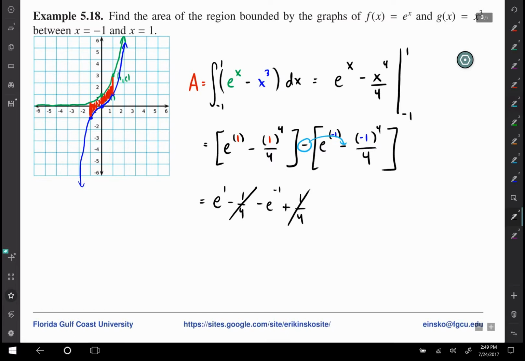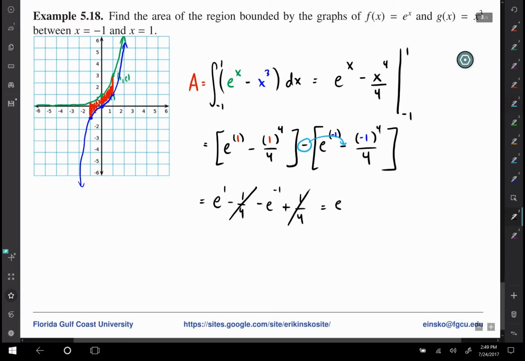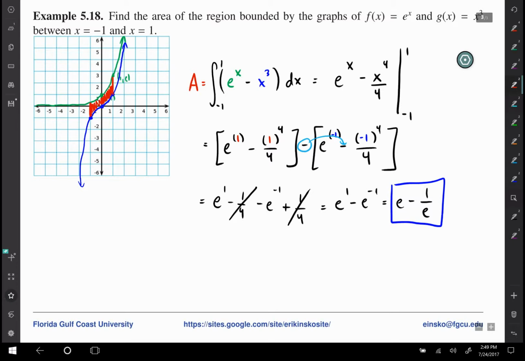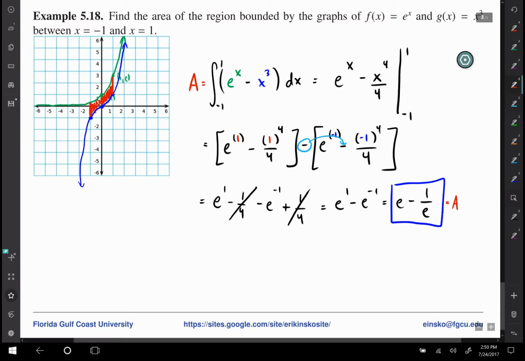And so it says that our area is e to the 1 minus e to the -1, or you could write that as e to the 1 minus 1 over e. And because it's e to the 1, you can just write that as e. So it's e minus 1 over e is our area. So that's A. So we're saying that the area of this red shaded region is e minus 1 over e.